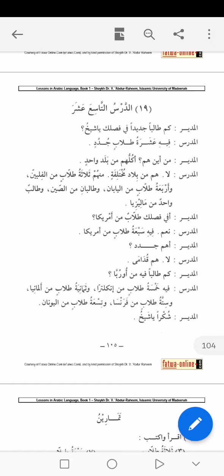Teacher: From them, 3 students are from the Philippines, and 4 students from Japan, and 2 students from China, and 1 student from Malaysia.